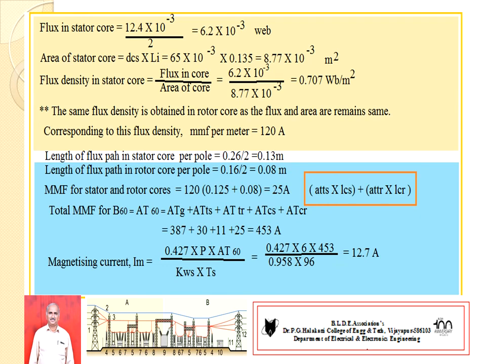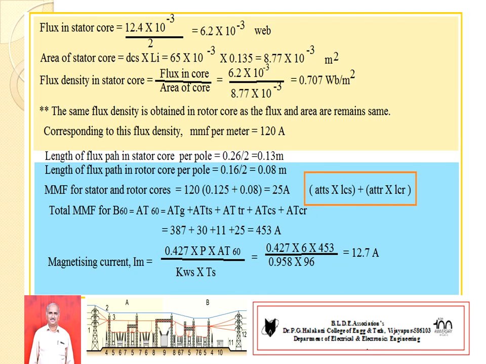So finally we have to calculate MMF of stator core plus MMF of rotor core. You take common here: 120 is common for both ATCS and ATCR values. Then LCS and LCR, length of stator core and length of rotor core. That value you substitute, and we are going to get 25 AT. This value includes both stator core and rotor core.